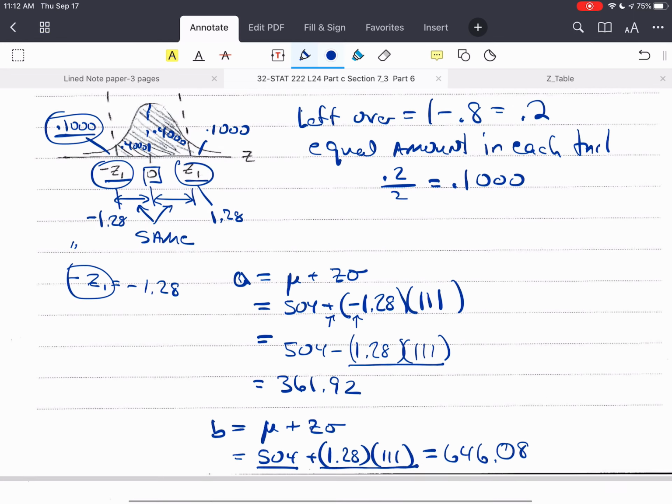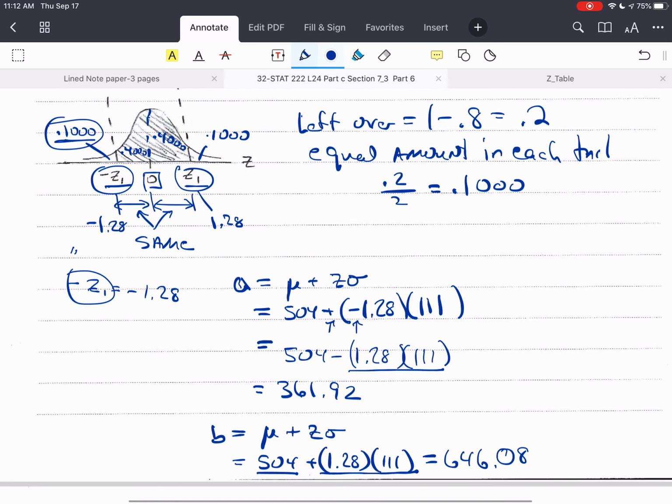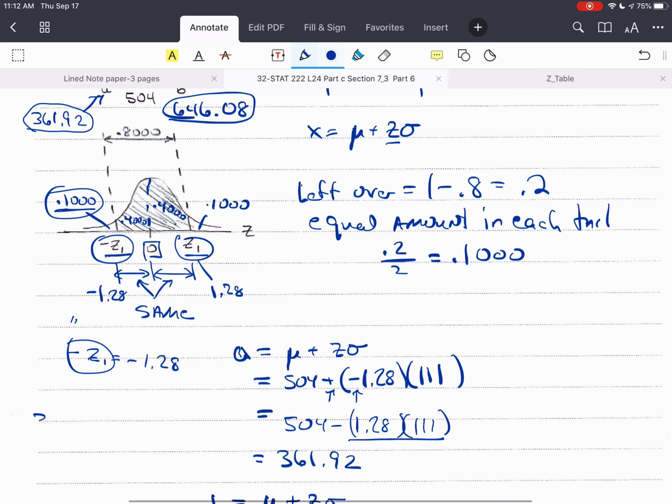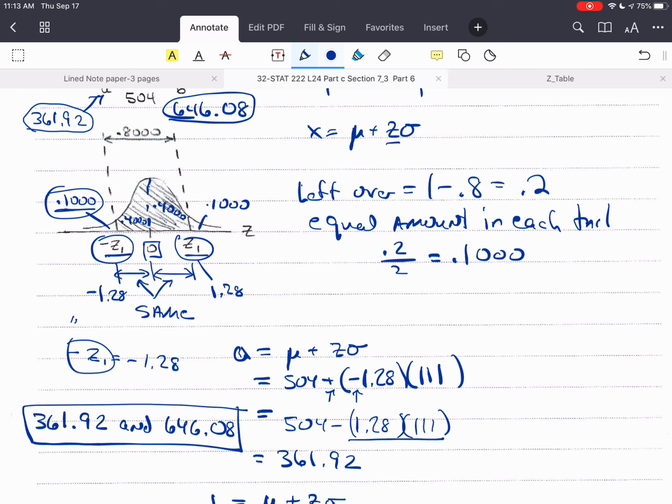All right. So the answer to this is, my answer is between what two values is going to be 361.92 and 646.08. That is the answer to the question.